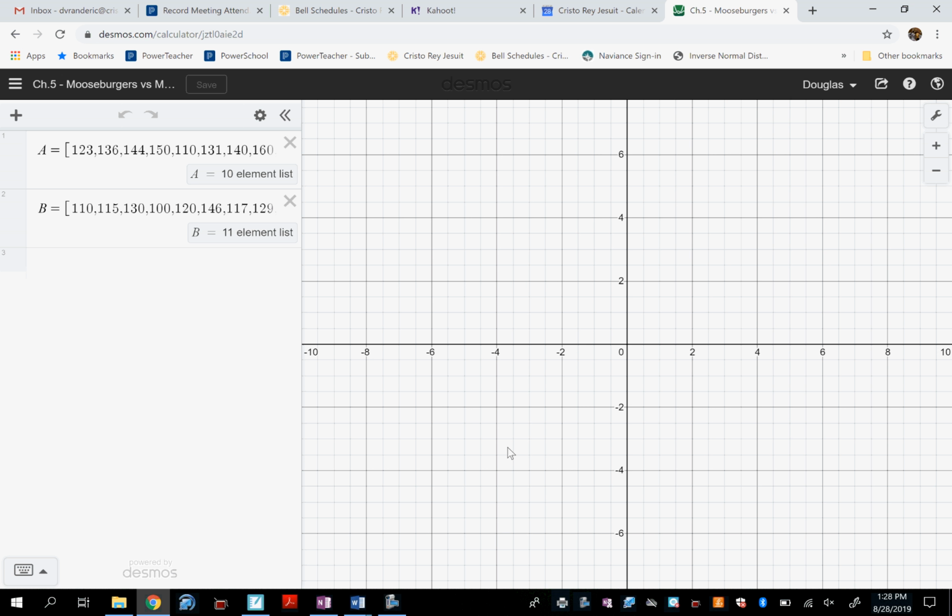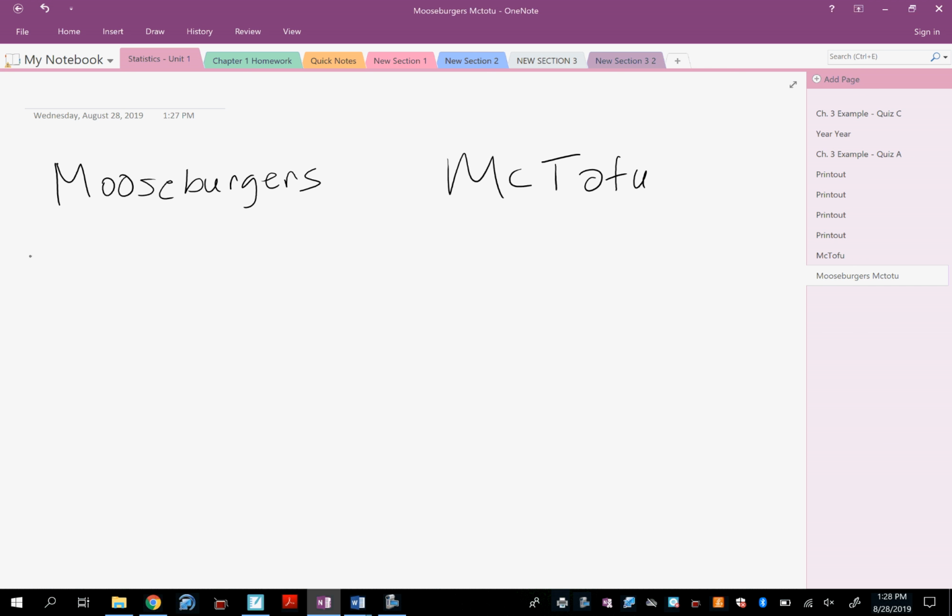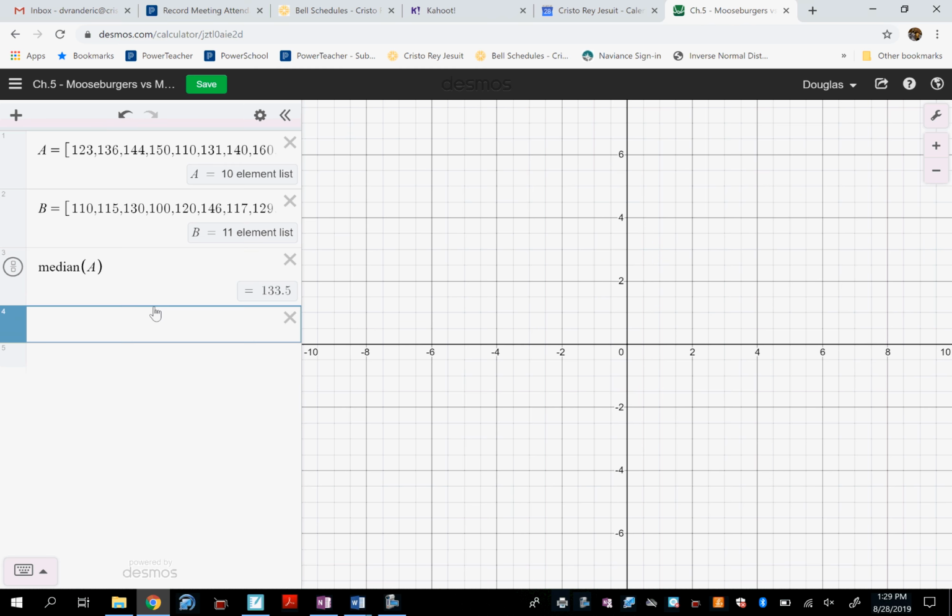In order to make a box plot, you need the median and the quartiles. So let's find the median of Moose Burgers. So 133.5. So the median is $133.50. And what about for McTofu? So we'd have the median of B, which is $120.